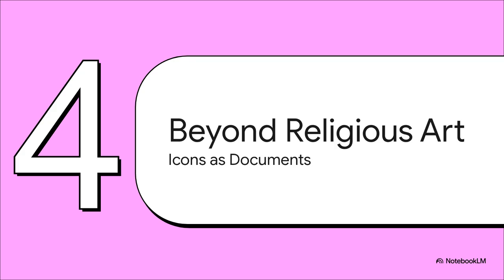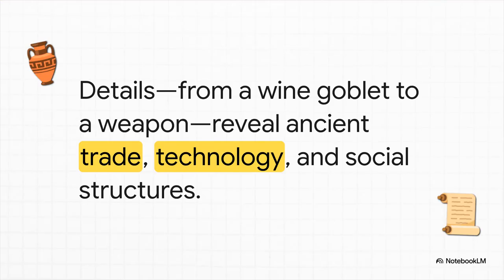So we've learned how to read these icons for their religious meaning, which is amazing. But this is where it gets really, really cool. These icons are more than just theology. They are time capsules. They're historical and cultural documents just jam-packed with data. This is where you have to put on your detective hat and look at the tiny details. A specific type of wine goblet in a deity's hand? Well, that could tell us about trade routes with ancient Rome. The design of a weapon can tell us about the military technology of the time. The jewelry can hint at how prosperous a kingdom was. Every single detail is a clue.